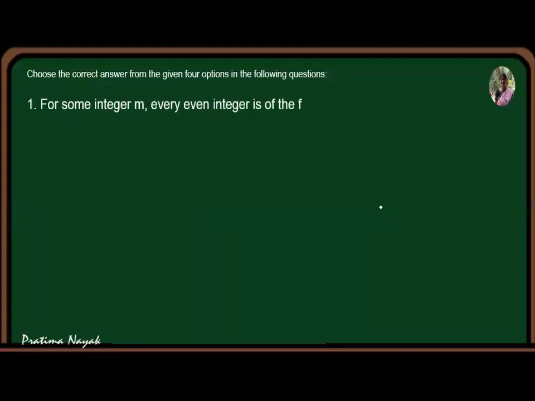Choose the correct answer from the following four options. For some integer m, every even integer is in the form of: m, m plus 1, 2m, or 2m plus 1. Which will be the answer? Even integer means it will be a multiple of 2, so it will be 2m. C is the answer.